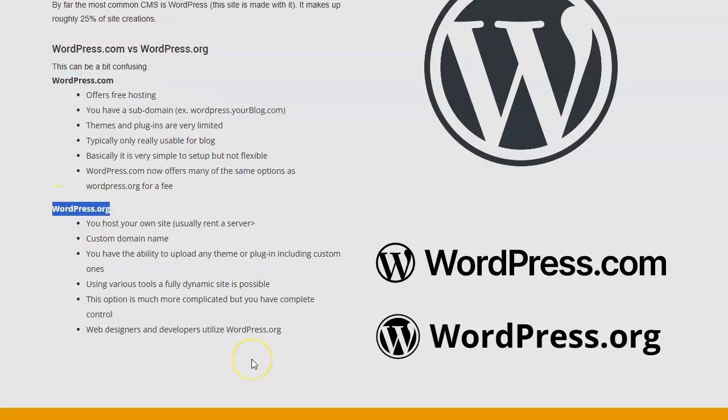WordPress.org is actually more like the technology that you would utilize. So what you would do is you would have to get your own host. I used Bluehost for a while, or there's HostGator. Right now I'm actually using Local. But basically you pay for a service, and they host your website for you that you would upload onto them. Usually they have built-in WordPress tools that will help you make the site.